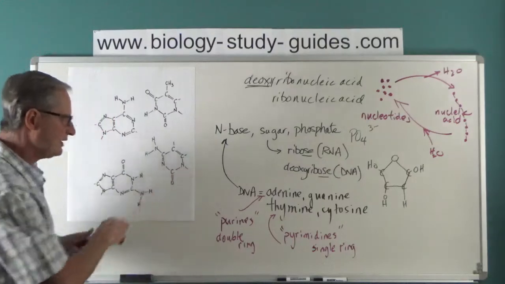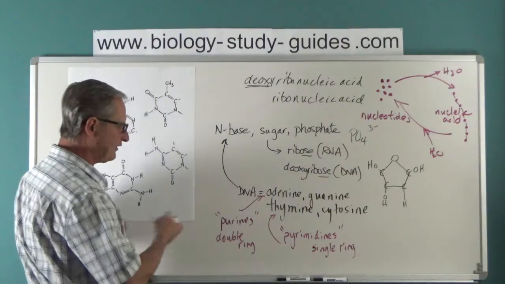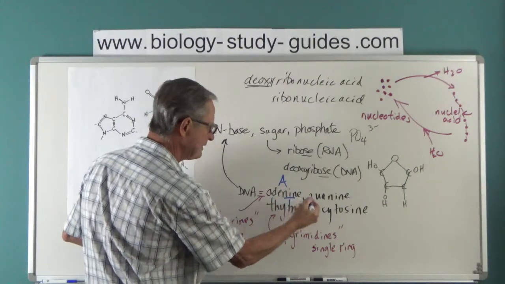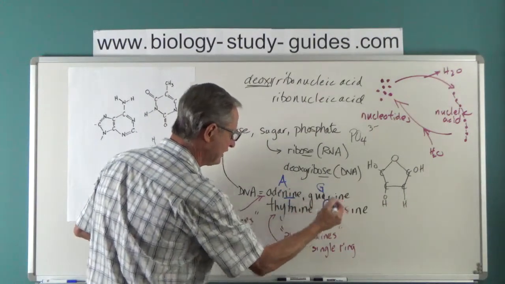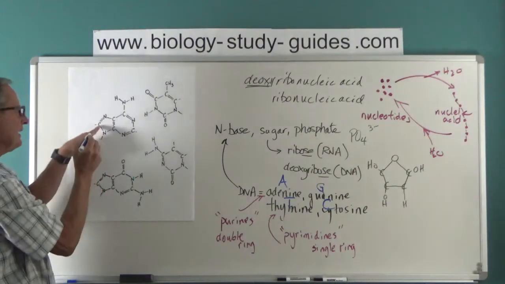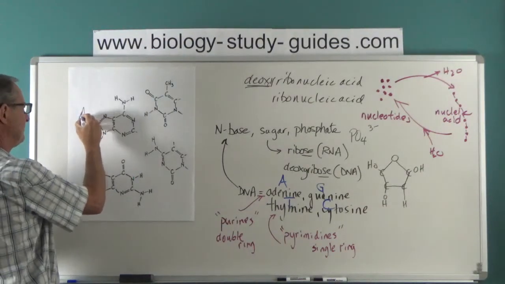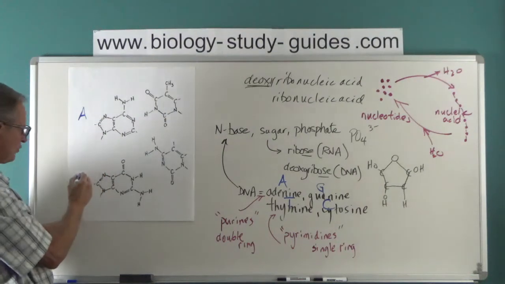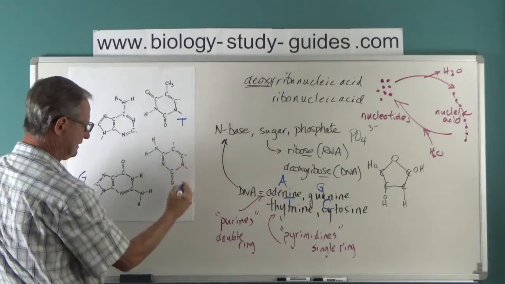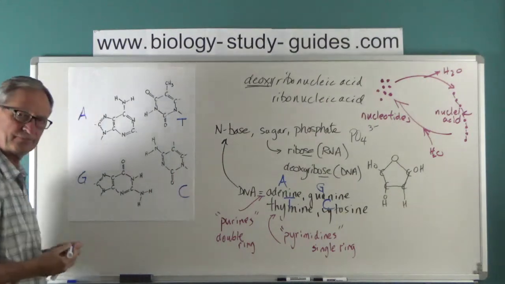We can abbreviate these words. Adenine is very often abbreviated just A, capital A, T, G, and C. So taking those abbreviations into here, this one is adenine. This one is guanine. This one is thymine, and this one is cytosine.